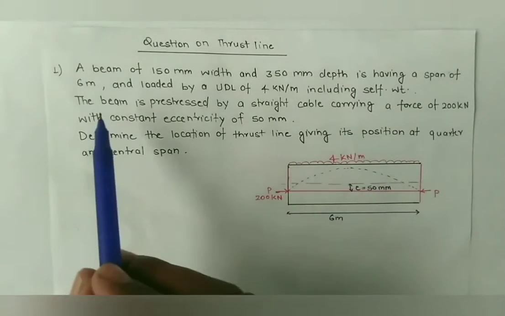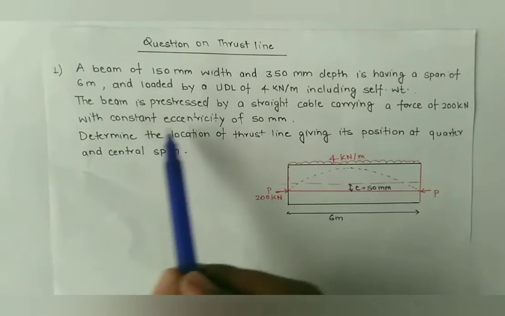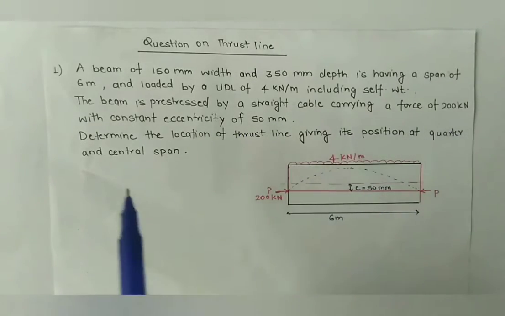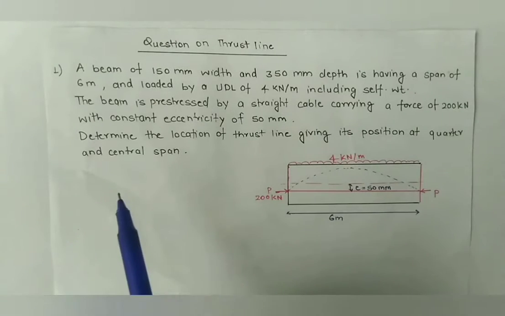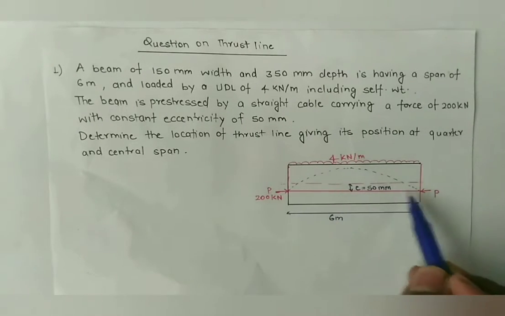The beam is pre-stressed by a straight cable carrying a force of 200 kN with a constant eccentricity of 50 mm. Now we have to determine the location of thrust line, giving its position at quarter and central span. Means basically we have to calculate the location of C.